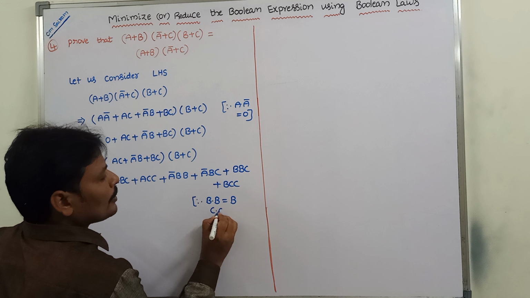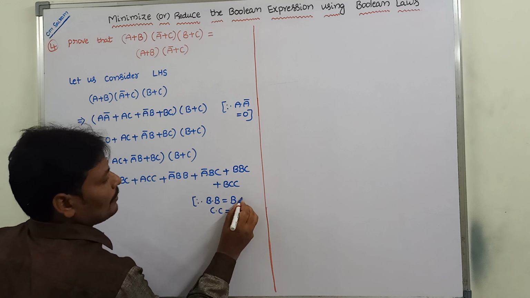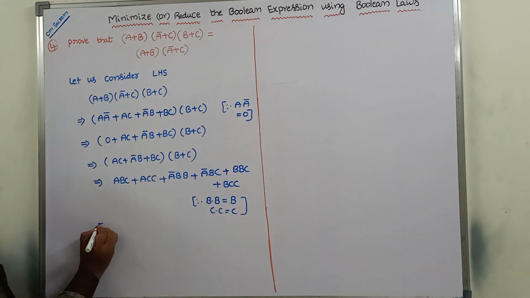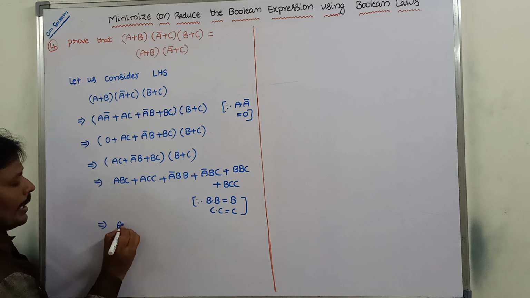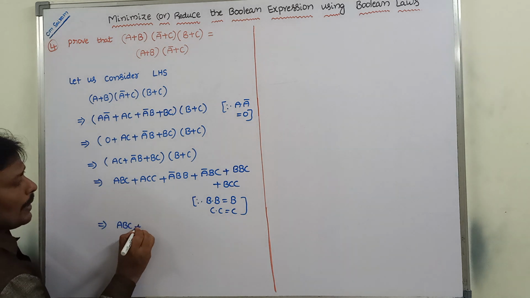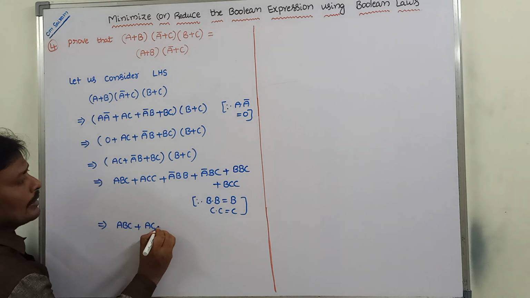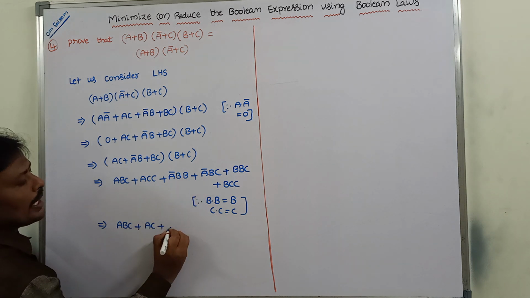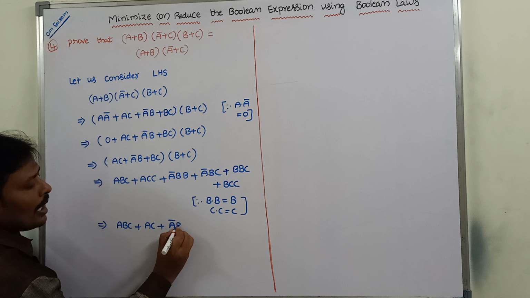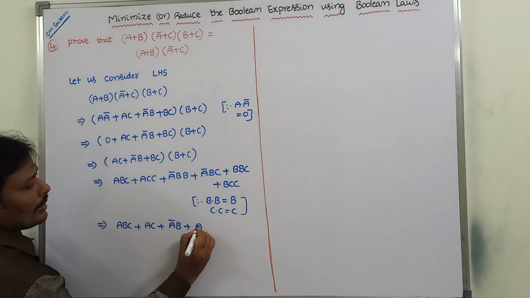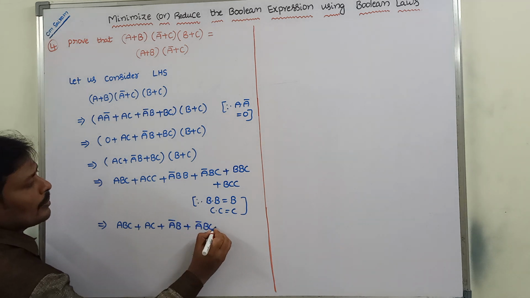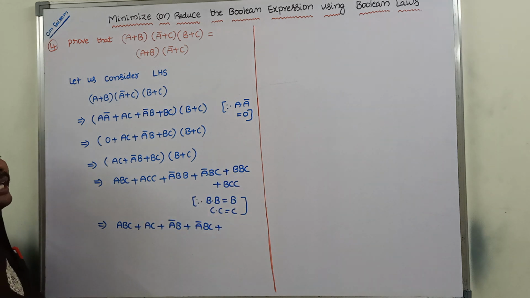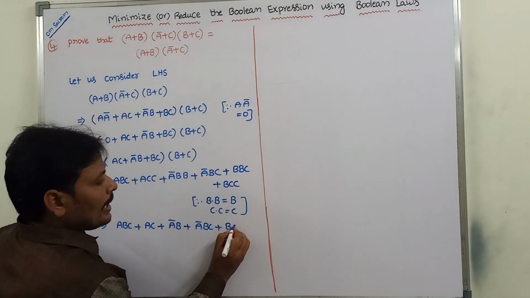Next, C into C is equal to C. So, according to that, we are getting ABC plus AC. C into C is nothing but C. Next, B into B is nothing but B. A bar B plus A bar BC plus B into B into C is nothing but BC.